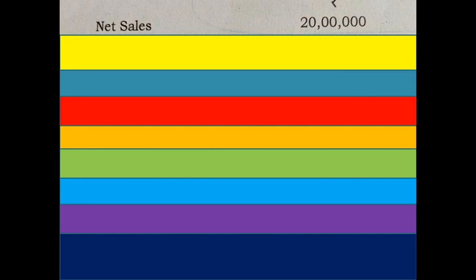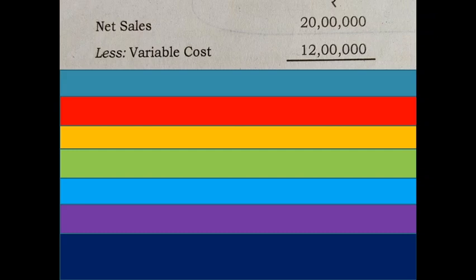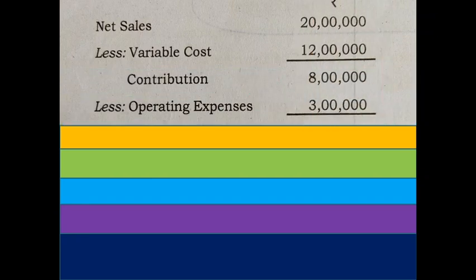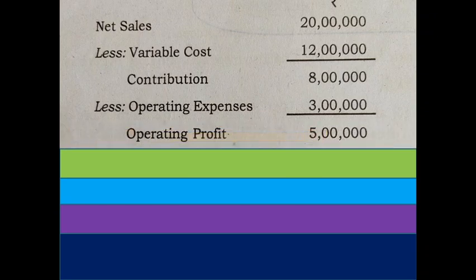In the question, it is already given net sales 20 lakhs. From net sales, you need to deduct variable cost, which is otherwise known as cost of goods sold, which is 12 lakhs. So if you deduct 12 lakhs from 20 lakhs, you will get contribution. From contribution, you need to adjust operating expenses, which is also given in the question, 3 lakhs. So by deducting operating expenses of rupees 3 lakh from 8 lakh, you will get operating profit of rupees 5 lakhs. Operating profit is otherwise known as earnings before interest and tax.